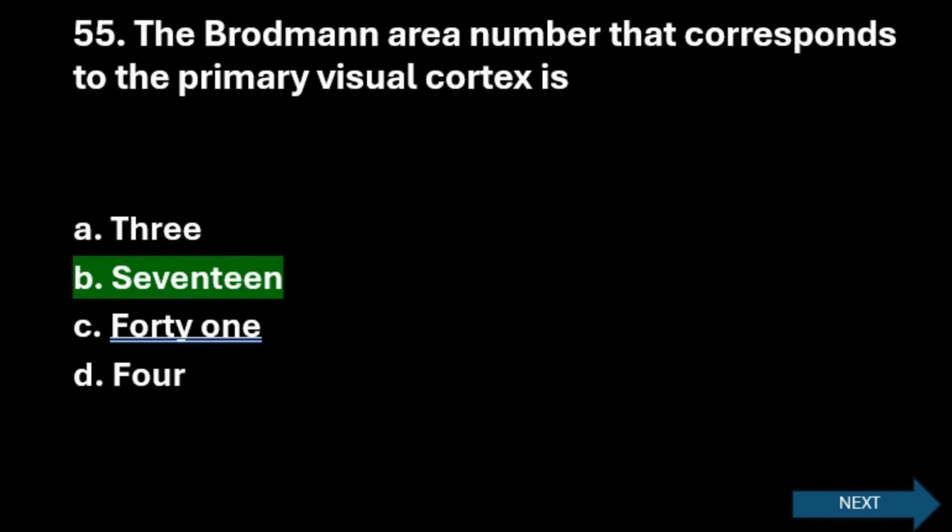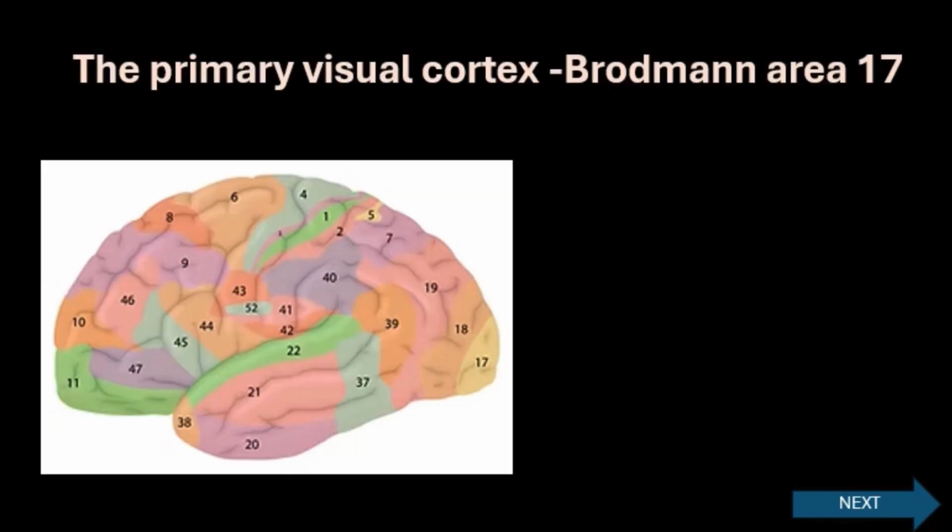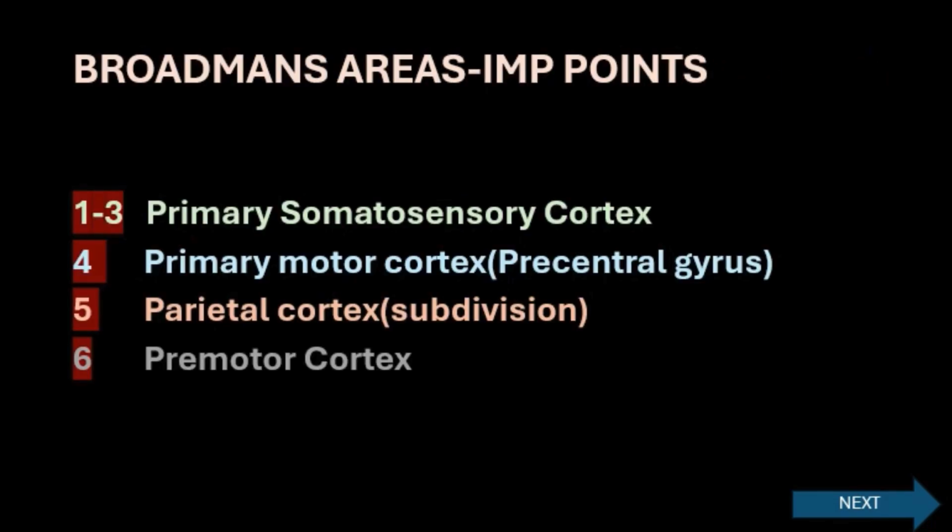Let us see the diagram showing different areas of brain, different Brodmann areas in brain. Let us see some important Brodmann areas related to this question. Area 1 to 3 is primary somatosensory cortex. Area 4 is primary motor cortex or precentral gyrus. Area 5 is parietal cortex. It is a subdivision. Area 6 is premotor cortex.